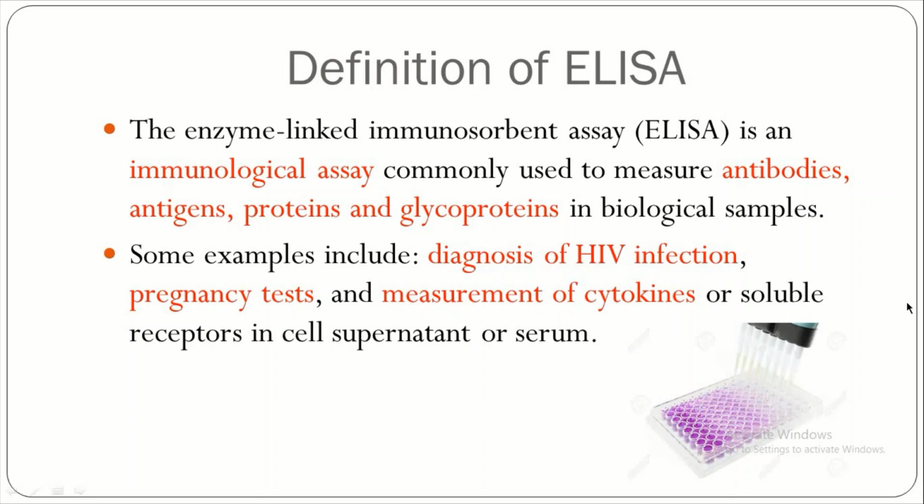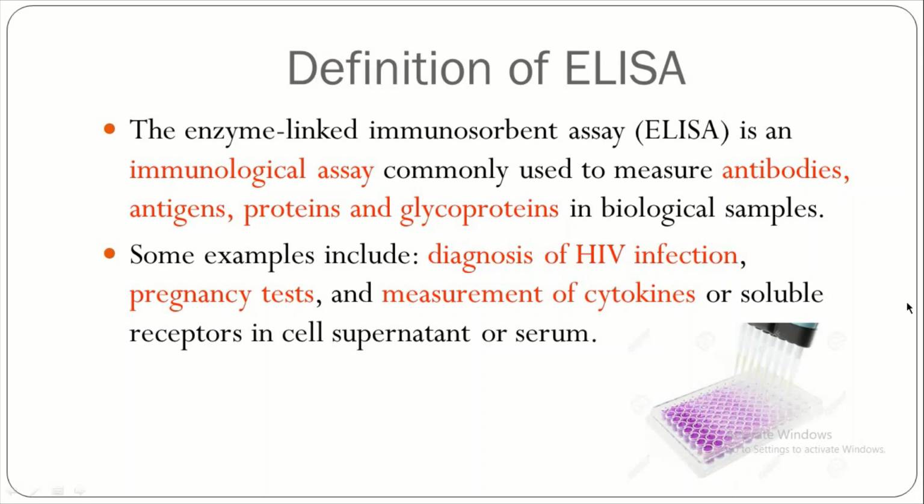So first we'll see the definition of ELISA. As I told earlier, ELISA is abbreviated from Enzyme-Linked Immunosorbent Assay. It's an immunological assay which is commonly used to measure a variety of things. That includes antibodies, antigens, proteins, glycoproteins, and also hormones in biological samples.